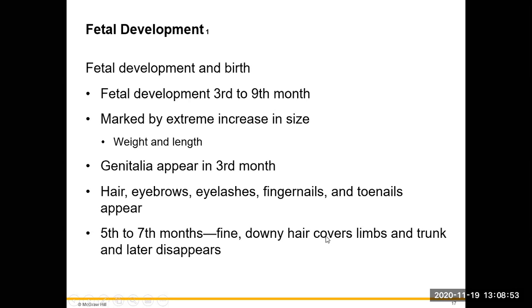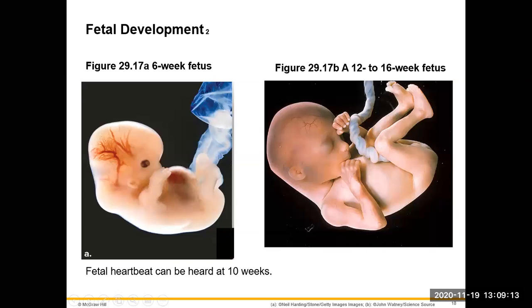And from the 5th to 7th months, fine downy hair covers limbs and trunk, and later they disappear. There are things we get when we are a fetus and things we lose after birth. So these hairs are going to be lost. This is how a 6-week fetus looks like, and this is how a 12 to 16-week fetus looks like. This means this is from the 3rd to 4th month, and this one is just an embryo. We can hear the fetal heartbeat at 10 weeks, which is 2 months and a half.